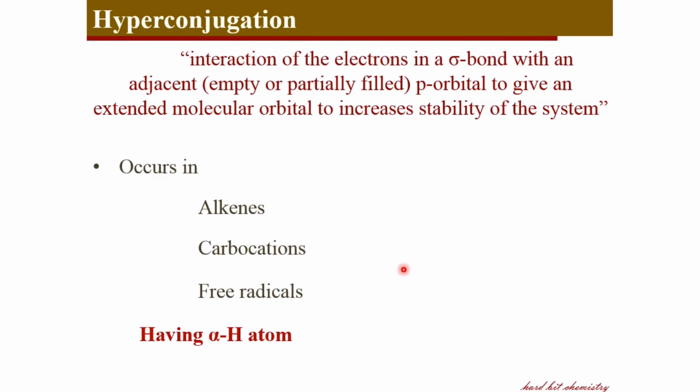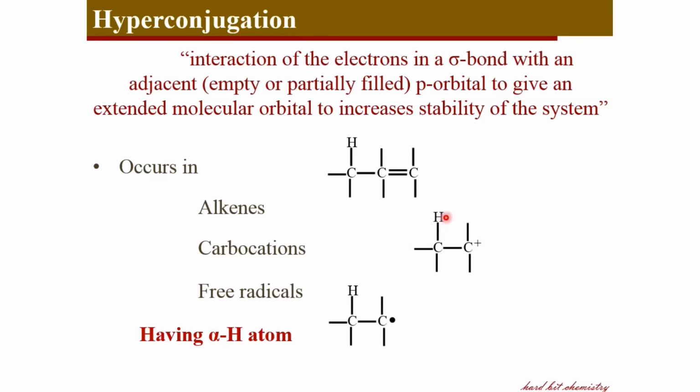Hyperconjugation occurs mainly in alkenes, carbocations and free radicals, and the important criterion is that the species should have alpha hydrogen. In alkenes like this, this one shown here is an alpha hydrogen, and the electrons involved in this carbon-hydrogen bond can be mobilized to the carbon having this unsaturation. Like this, carbocations also can have hyperconjugation provided they have alpha hydrogens, and so can free radicals.